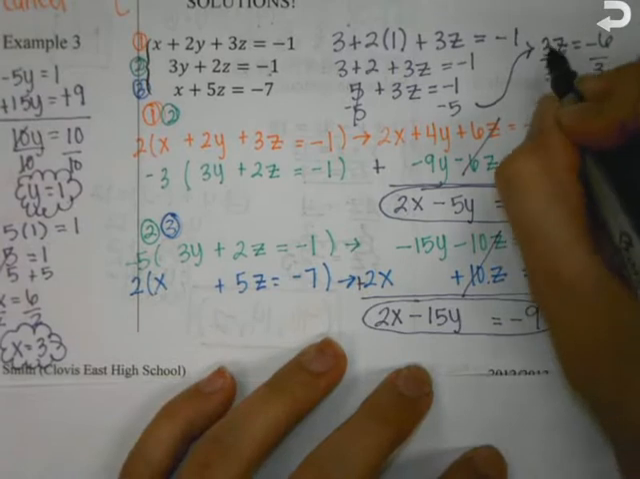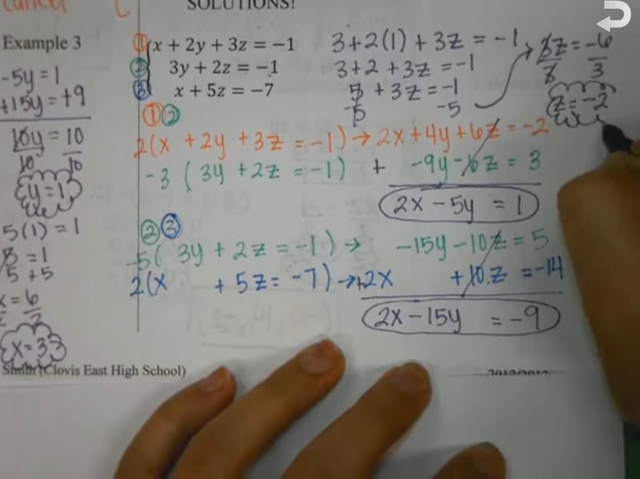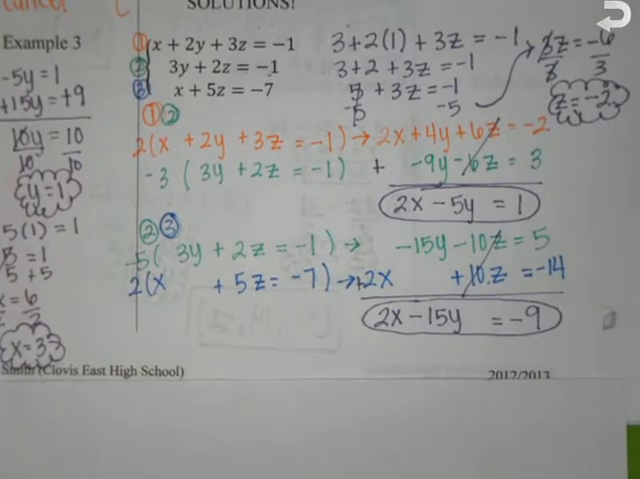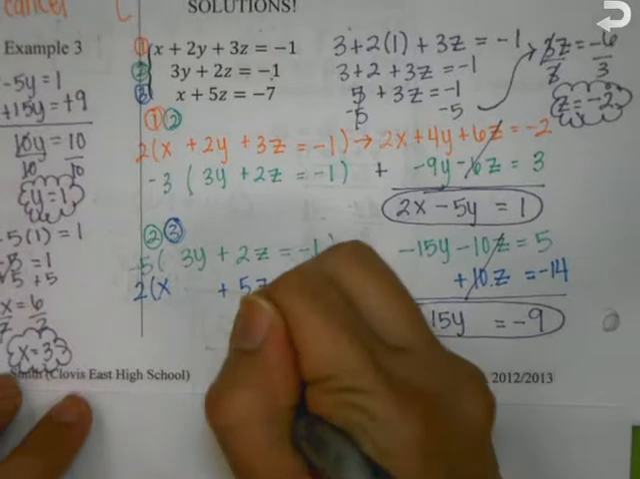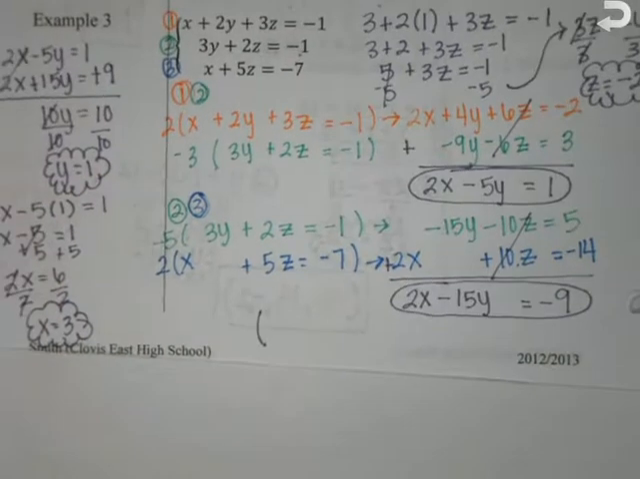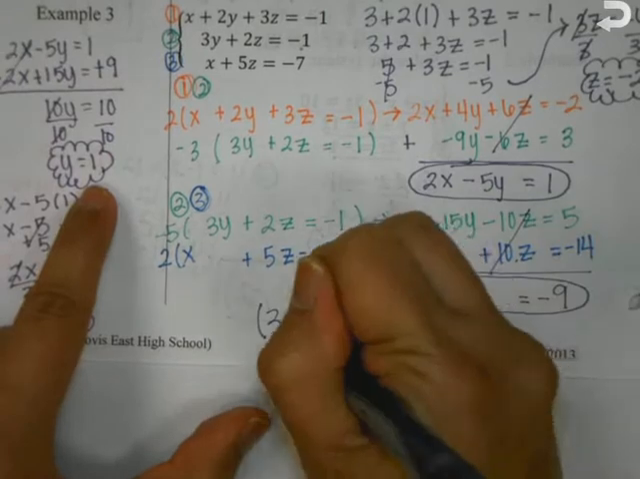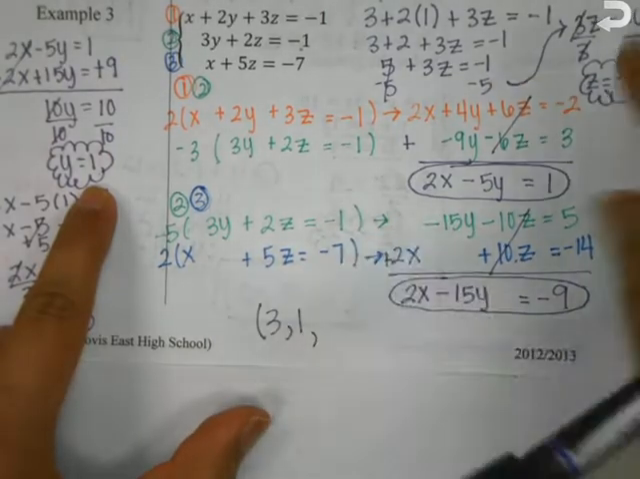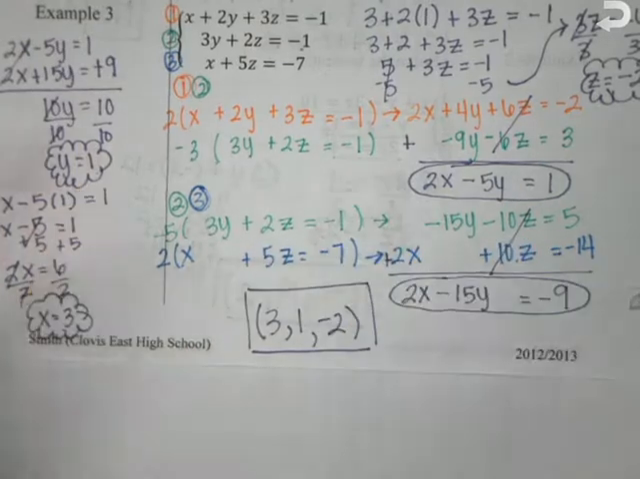Okay. One last thing. We have to write our answer as a coordinate. So x, comma, y, comma, z. So that is going to be 3, 1, negative 2. Box it. Alright, example 4. This is going to be mostly what you see. Okay, so example 4 is mostly what you will see.